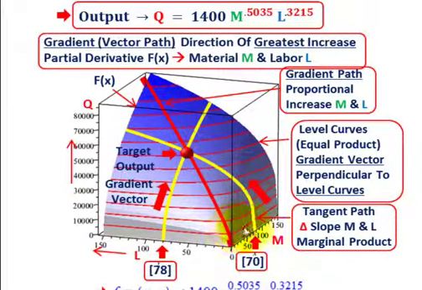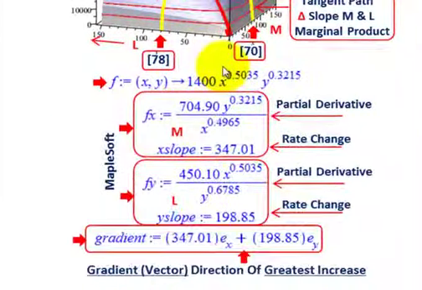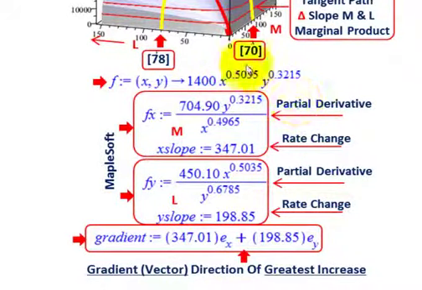The tangent path really follows the inputs of material and labor up as you reach your targeted output here at your gradient path. Okay, so the calculations that we have to make here: this is our production function, and just to review partial derivatives. In this case, I just plugged them into MapleSoft, and it gives you the partial derivatives, and it calculates the slopes and the gradients and everything like that. But just to review them by hand, so you understand that.